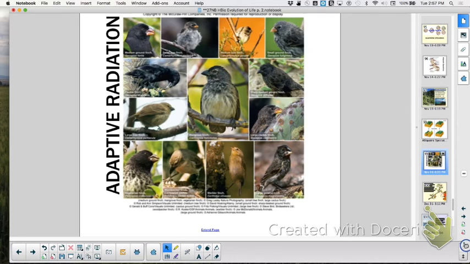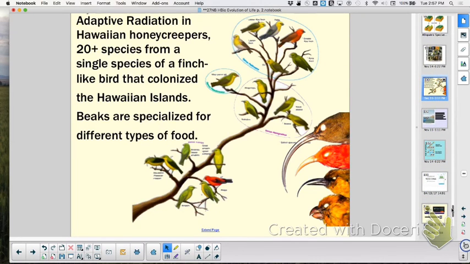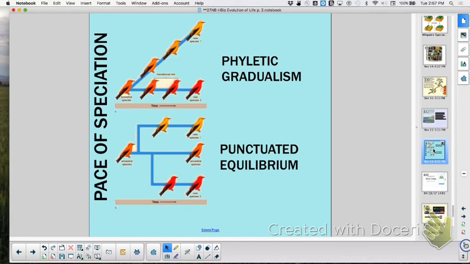And then the last thing was just the pace of speciation, and I showed you the honey creepers too. The pace of speciation could be slow and gradual or very quick. And by quick, meaning you accrue changes every million years. Which one has more transitional forms? Yeah, gradualism will have a lot of transitional forms in phyletic gradualism, because it's happening very slowly, so you can see all the intermediates. When you have punctuated equilibrium that's quick, you don't see as many transitional forms. And then that was the end.